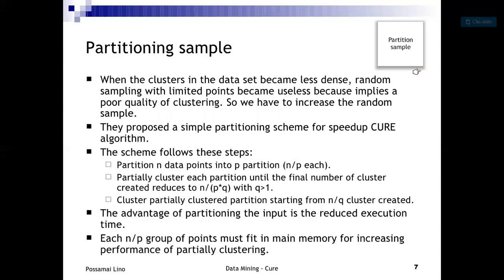So each has n by p number of points. These partial clusters, these partitions, are again partially clustered until the final number of clusters created reduces to n by p into q, with q greater than 1. It means that if the number of points inside the partial cluster is greater than a limit, then we repartition it, and if the number becomes smaller than the value, then we do not perform any more partial clustering.